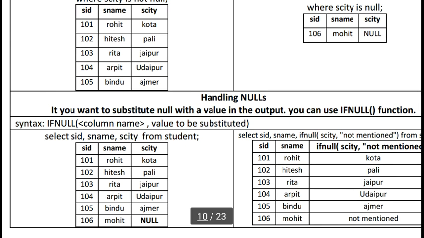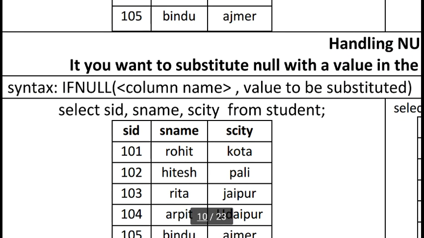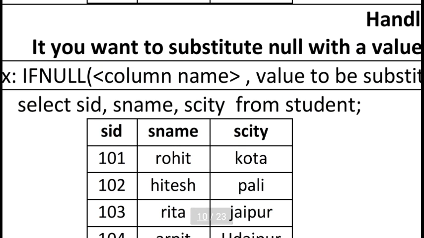Handling nulls. Suppose you want to substitute null with a value in the output, so you can use the IFNULL function. We can also use a condition in IFNULL. The syntax is IFNULL in brackets, column name comma the value to be substituted. All the null values will be temporarily replaced in the output. You can see here SID, SNAME, SCT from student.